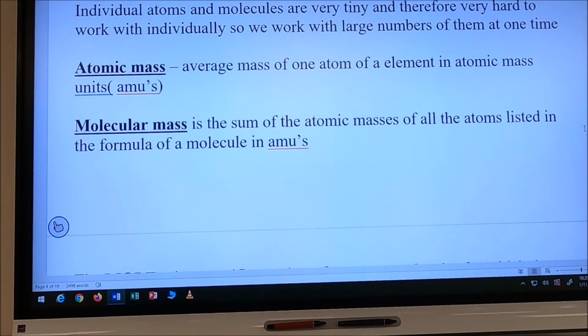Carbon has 3 isotopes. An isotope is an atom of an element that differs in its number of neutrons. Carbon has carbon 12, carbon 13, and carbon 14. Carbon 12 has 6 neutrons, carbon 13 has 7, and carbon 14 has 8. Okay? So the atomic mass is the average mass, because we usually have just a randomized mixed sample of an element, not specific isotopes. The molecular mass is the sum of the atomic masses of all the atoms listed in the formula in atomic mass units.